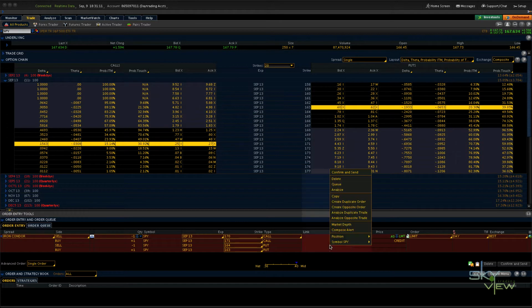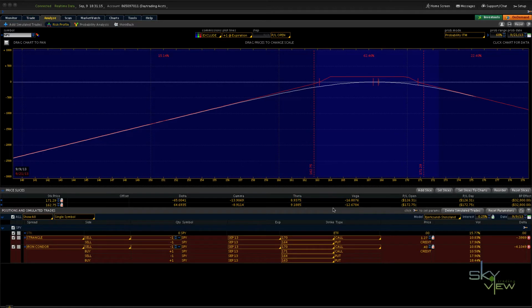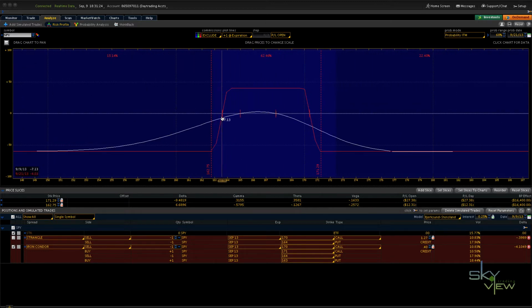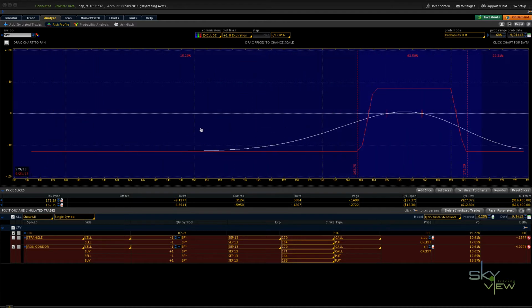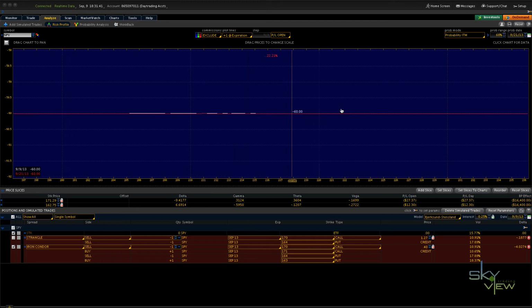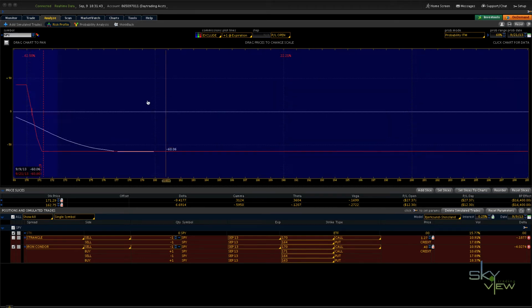And similarly, if you analyze this trade, and we can uncheck the strangle here, our break even on the Iron Condor is narrower than on the strangle, giving us a lower probability of success. But at the same time, our max profit is $40 when our max loss is only $60. So no matter where the stock goes, the most we can ever lose is $60.